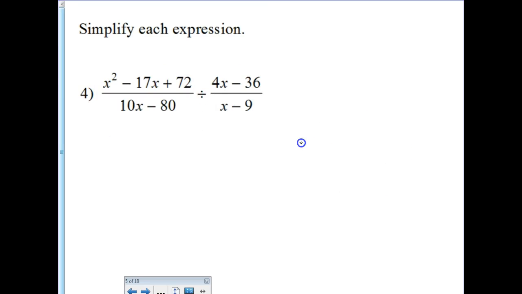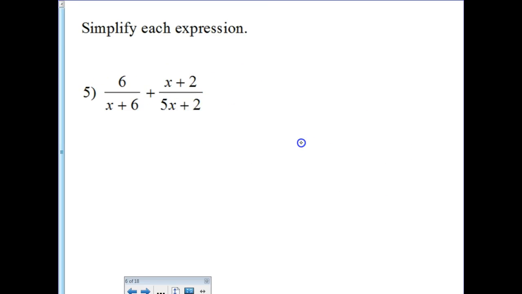Number 5. Skip to number 5, please. Okay, we're adding fractions this time. You cannot add fractions unless they are talking about common parts to whole, which means you need common denominators. So this guy has a denominator of x plus 6, and this guy has a denominator of a totally different number, 5x plus 2. So your common denominator for this question is going to have a list of everything that showed up in the denominator. So for us, that means you need an x plus 6, and you need a 5x plus 2.